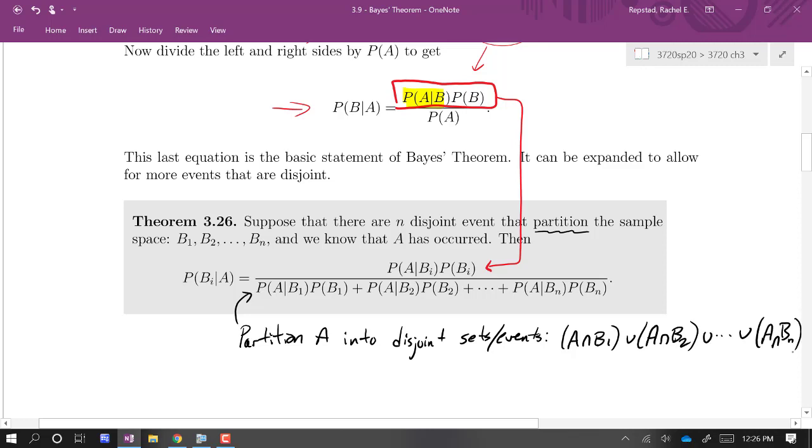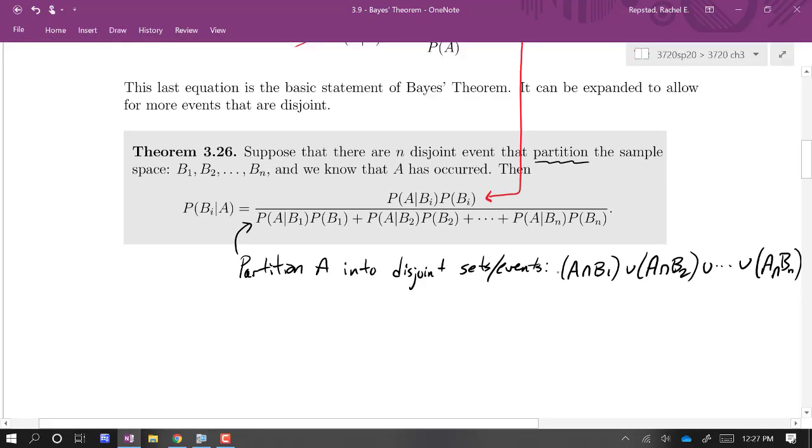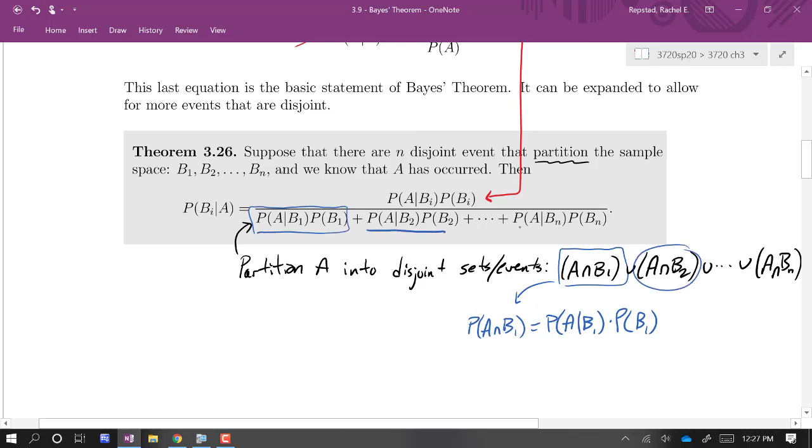So I'm kind of partitioning A into the event that A happened with B1 happening, or A happened with B2 happening, or on down the line. And each of these, let's say I just take a look at the first one, that's an intersection. So the probability of A intersect B1, we know, is the probability of A given that B1 occurred times the probability of B1. And that gives us this first one. And then we just do the same thing with all of them.